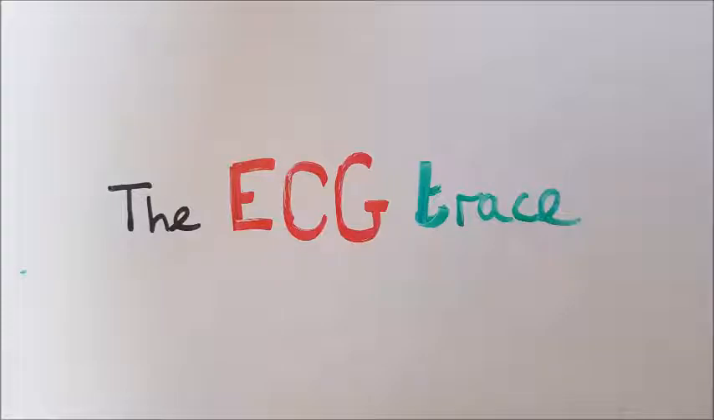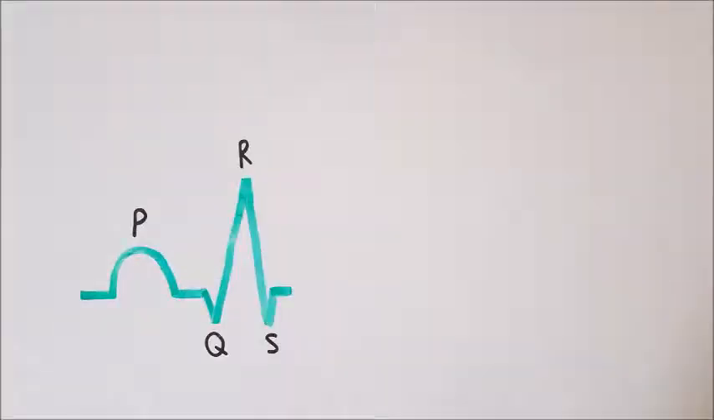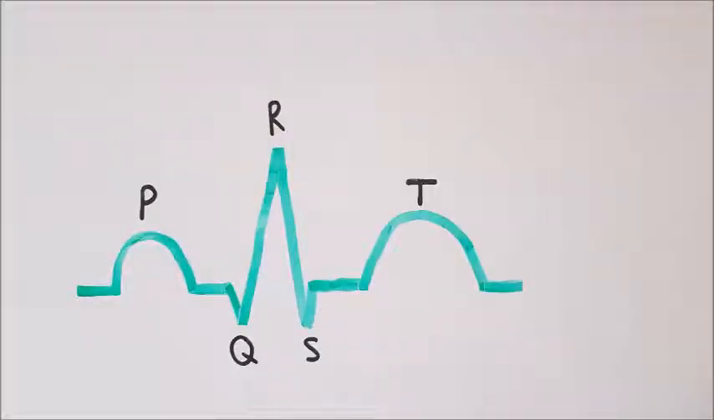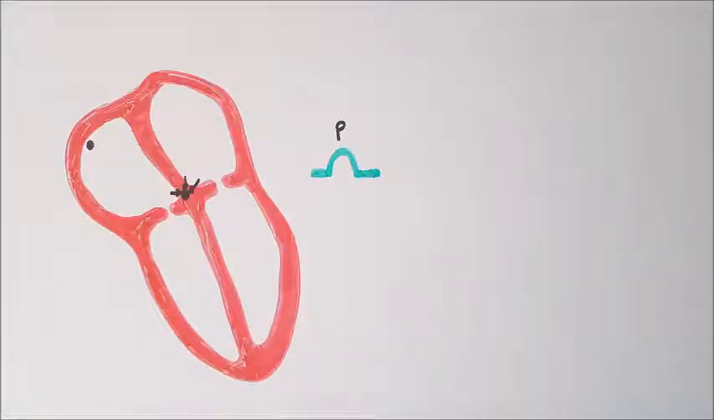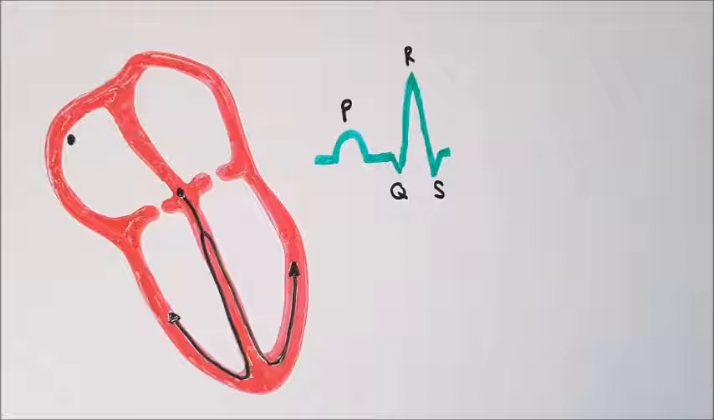So now let's talk about the ECG trace. It consists of a P wave, a QRS complex, and a T wave. The P wave represents the electrical impulse travelling across the atria and therefore atrial contraction. There is then a flat or isoelectric line where the impulse is held at the atrioventricular node. The QRS complex represents the depolarization of the ventricles and therefore ventricular contraction.